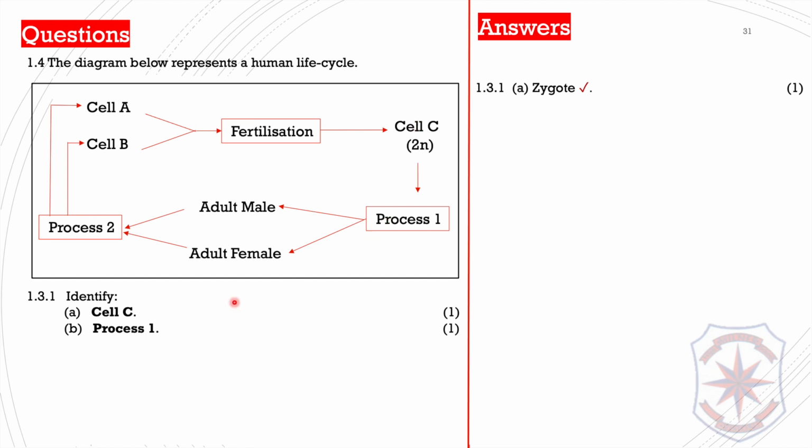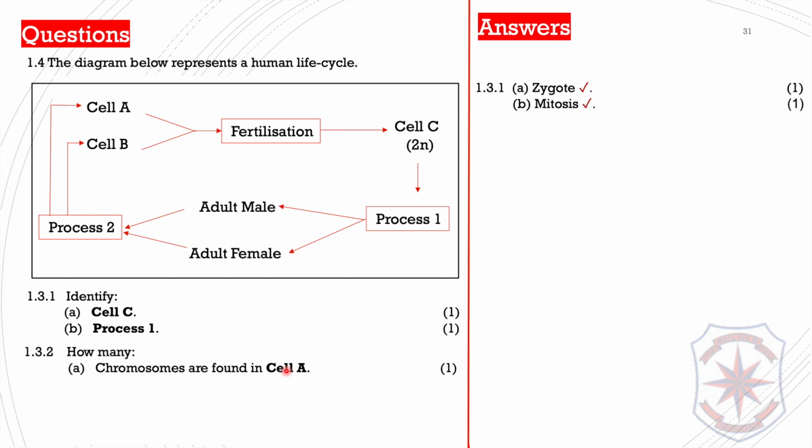It is the zygote. Identify process 1. The clue is the word process, so it is not a cell, it is a process. The zygote, like we said, undergoes process 1 to eventually form an adult male and an adult female. So process 1 would be mitosis. It is therefore growth.